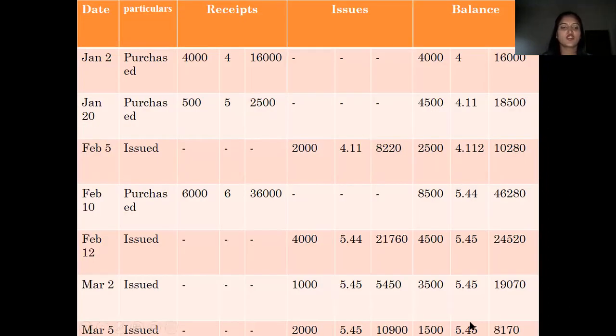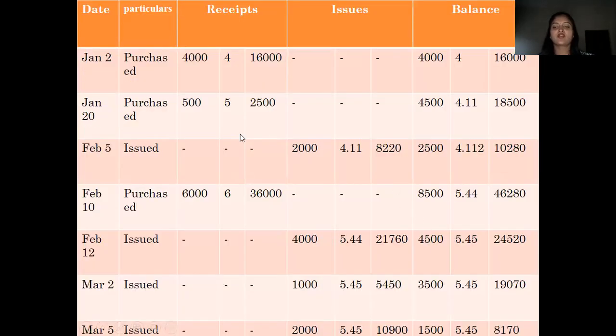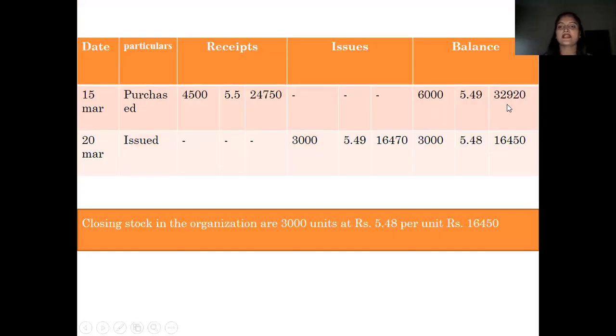See here, what is the cost per unit we have been given on March 5th? 5.45. Okay, now see here. Now on 15th we purchased 4,500. Now, what is the balance you are going to get? 6,000. And what was the balance you had? You add this 24,750 and 8,170. You will be getting 32,920. So 32,920 divided by 6,000, you are going to get the cost per unit as 5.49.